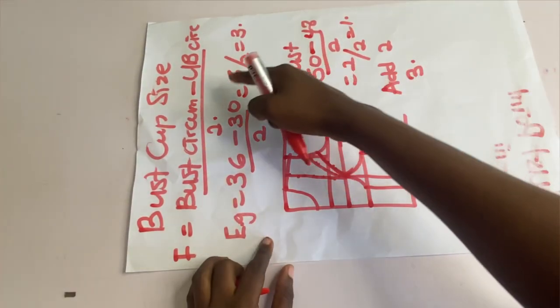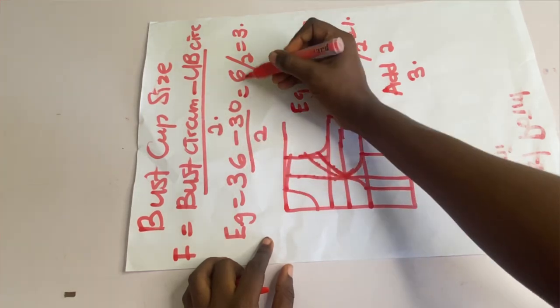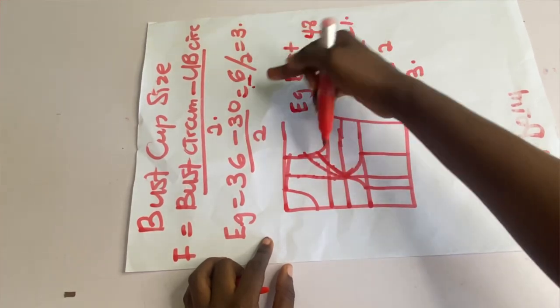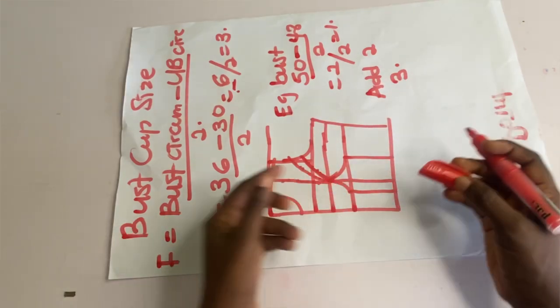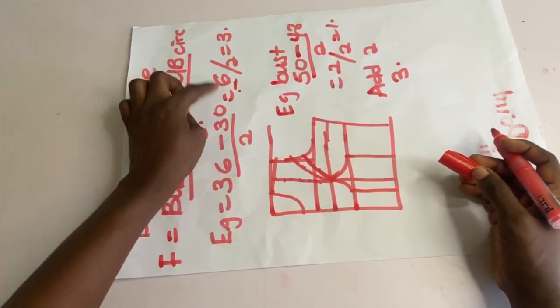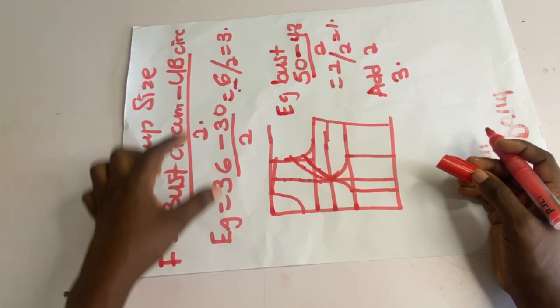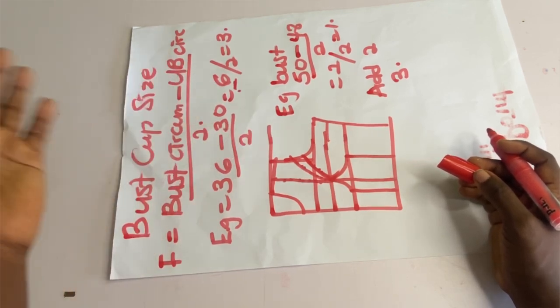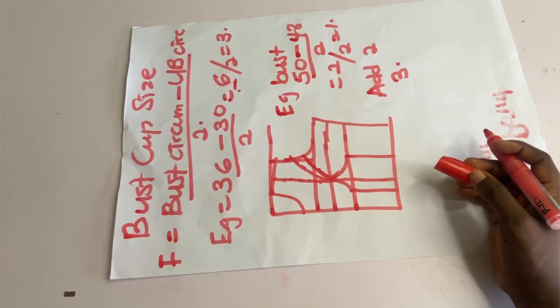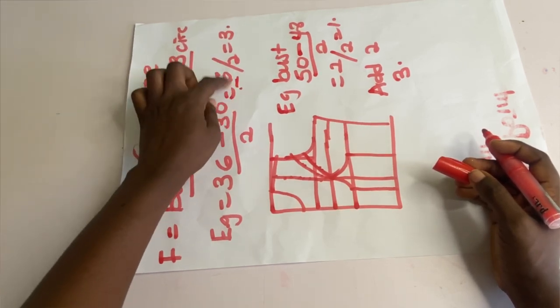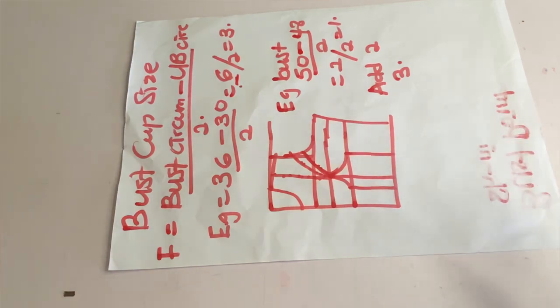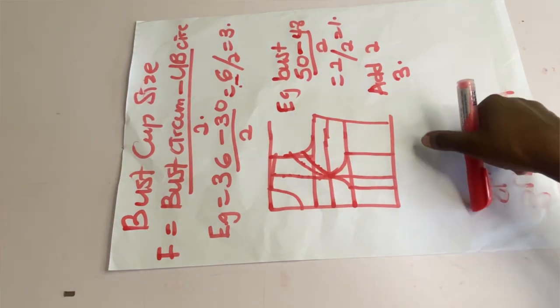So now, when you deduct your under bust circumference from your bust circumference, the answer you have before dividing by 2, you can see I have 6 there. So that 6 inches is going to be your bust cup size. It's going to be size 6. Maybe for you the calculation gives size 5, then 5 is going to be your bust cup size, or size 4, then 4 is going to be your bust cup size. So whatever answer you get there before dividing by 2 is going to be your bust cup size.